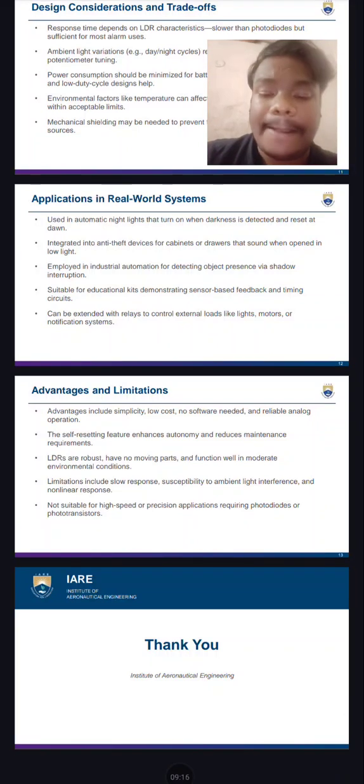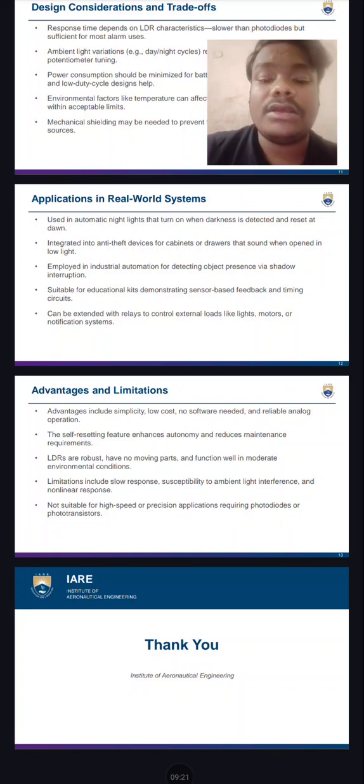Advantages and limitations. Advantages include simplicity, low cost, no software needed, and reliable analog operation. The self-resetting feature enhances autonomy and reduces maintenance requirements. LDRs are robust, have no moving parts, and function well in moderate environmental conditions. Limitations include slow response, susceptibility to ambient light interference, and nonlinear response, so they are not suitable for high-speed precision applications requiring photodiodes or phototransistors.